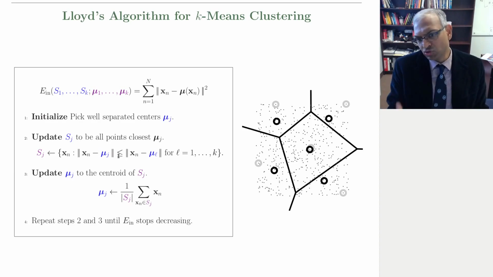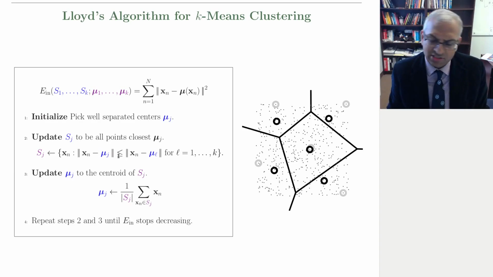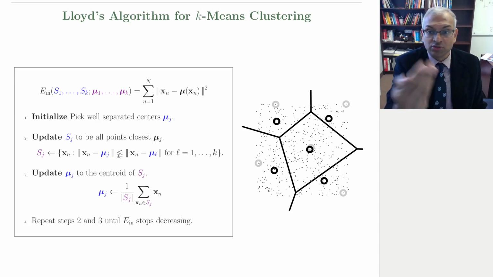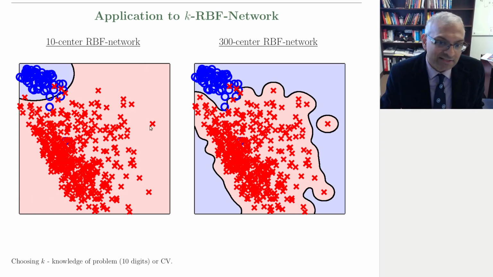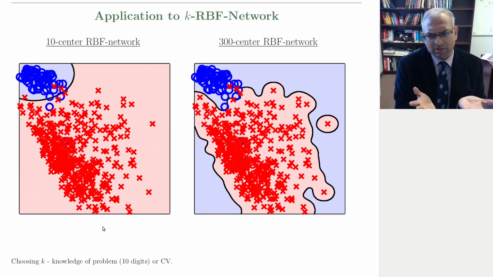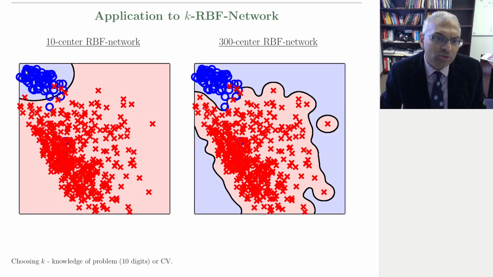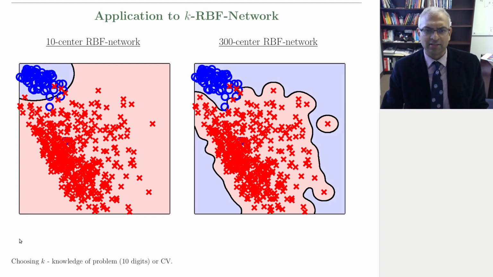Now, let me show you an application of this k-means clustering algorithm to the radial basis function network. Remember, the first step was to find centers, so we use Lloyd's algorithm to find centers. And look, if we do a 10 center radial basis function network, why 10? Well, I picked that because I know something about the digits data. There are 10 classes. And look at the beautiful separator that we get.